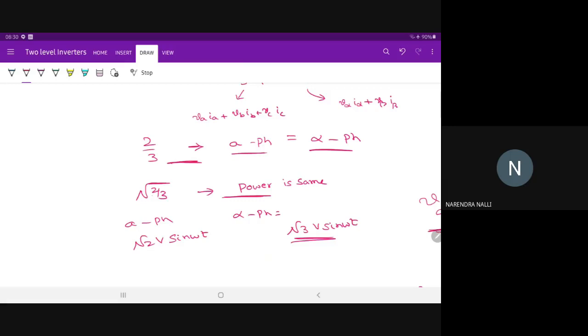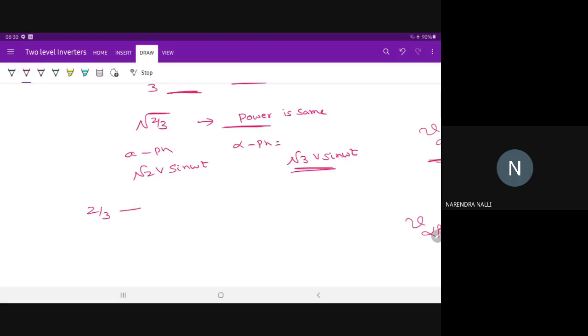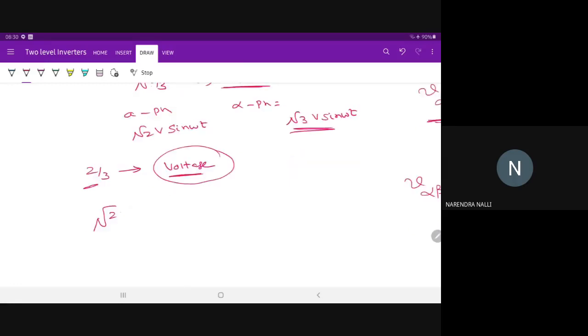So in general, we use this 2 by 3 when we are controlling the voltage, for example, if you are controlling the voltage or any such parameters. If you want to control the active and reactive currents or active and reactive powers, we need to use this root 2 by 3.